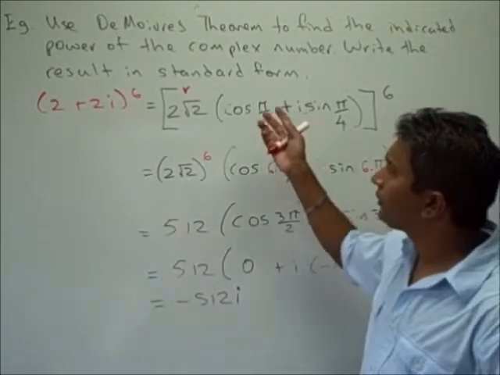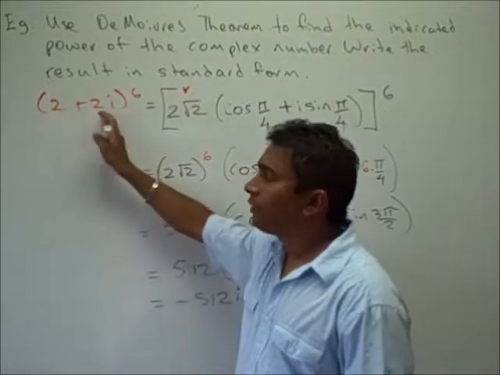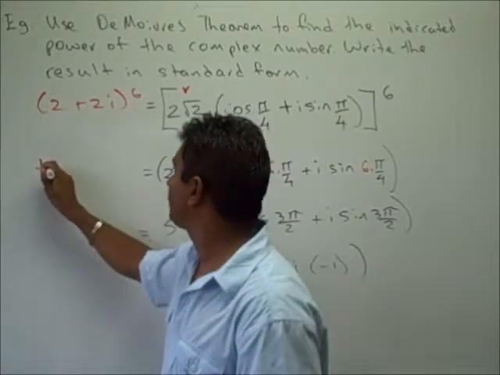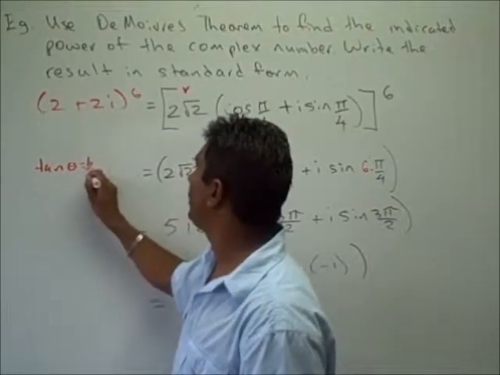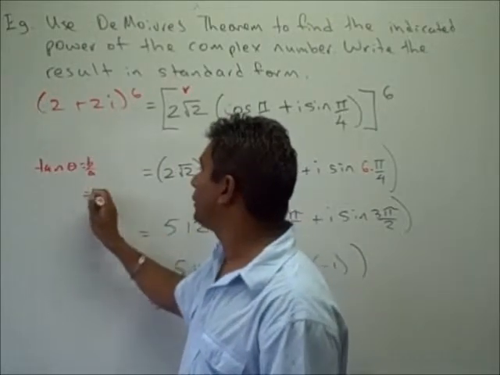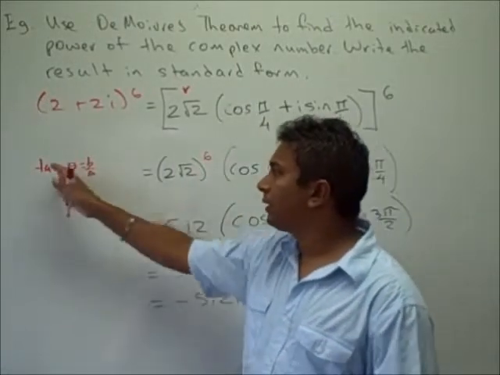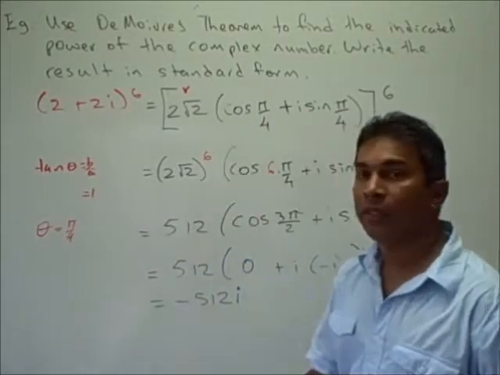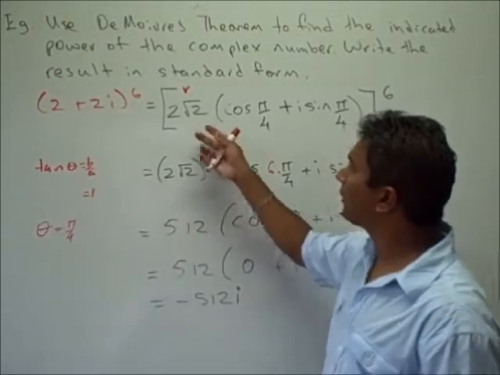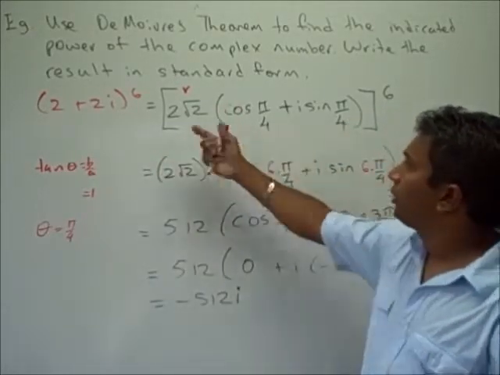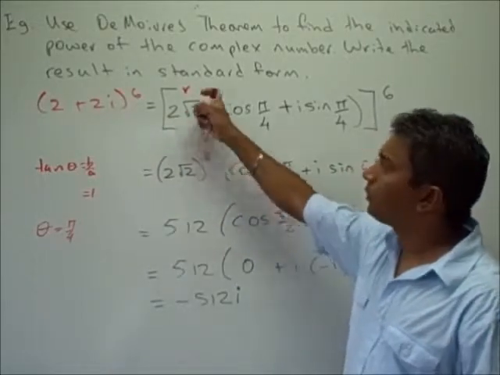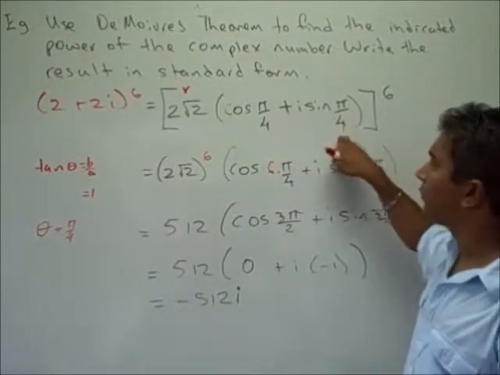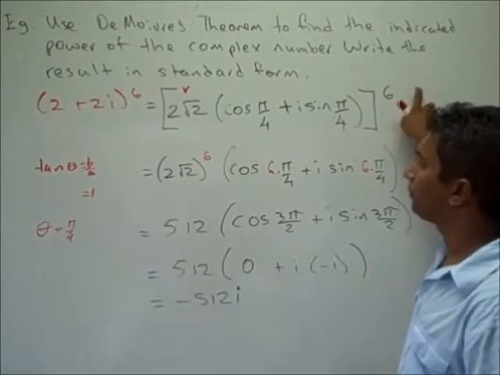Next we need to find theta. Since it's our a and it's our b, we know tan theta is equal to b over a. So b over a would be equal to 1. Where tan theta is equal to 1 is where theta is equal to pi over 4. So we know theta is equal to pi over 4. So now we can substitute this in our trigonometric form. So here we have 2 radical 2, which is our r, times (cosine of theta, which is pi over 4, plus i sine of pi over 4), all now being raised to the 6th power.